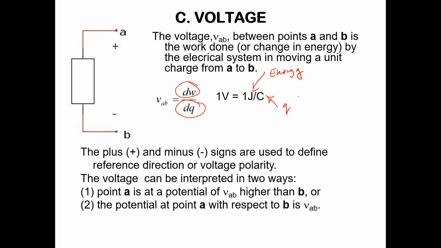It still seems kind of abstract, but it's very similar to potential energy, which we're going to look at in a second. A really good analogy for voltage is just regular gravitational potential energy, and we'll explain why that's so. The plus and minus signs are important and another source of confusion, but they're used to define the reference direction of the voltage polarity.